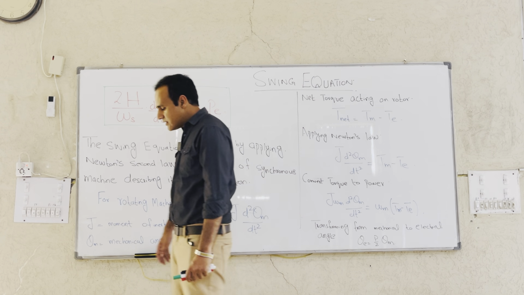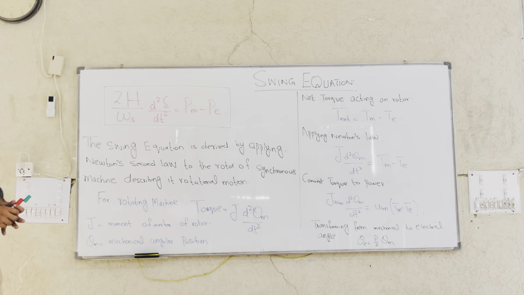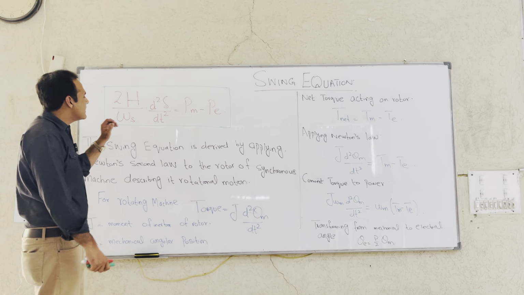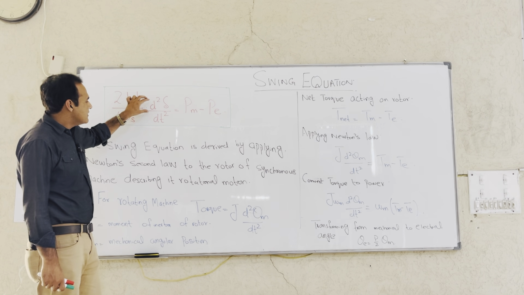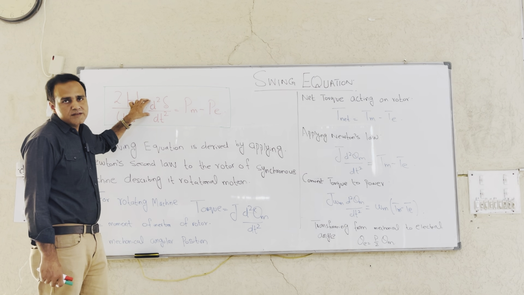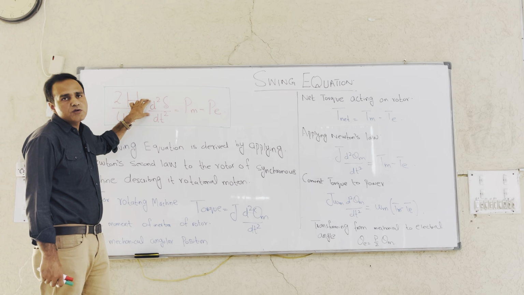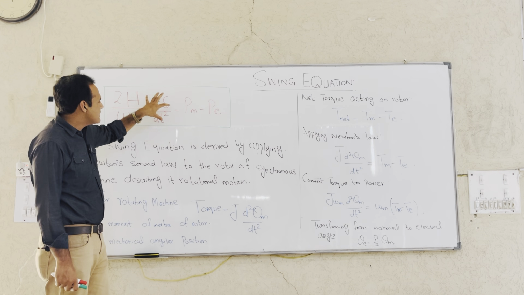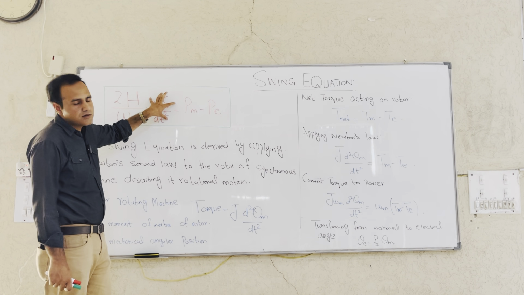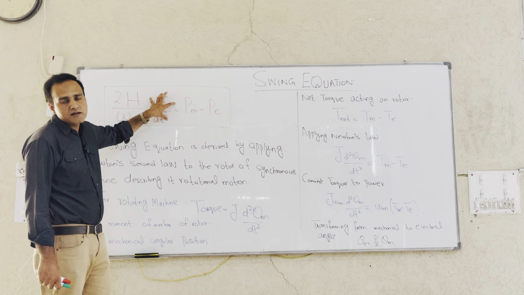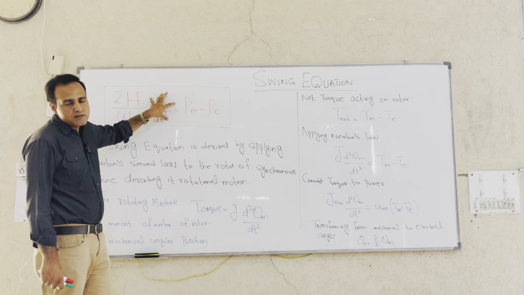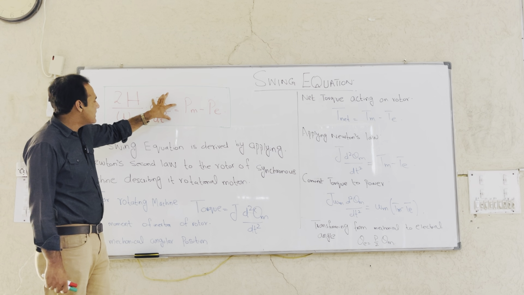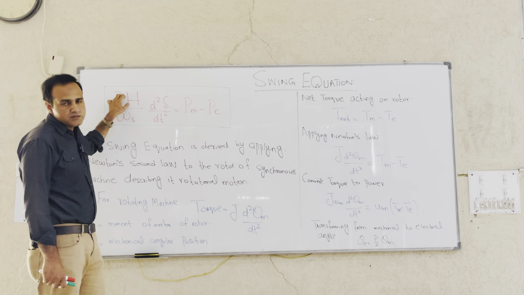If we look at the left hand side of this equation, it clearly indicates an acceleration. What is an acceleration? The change in speed of a synchronous machine. So this is basically the change in the speed, or the acceleration gained by the rotor of a generator. This equation indicates that it depends on the inertia of the machine.